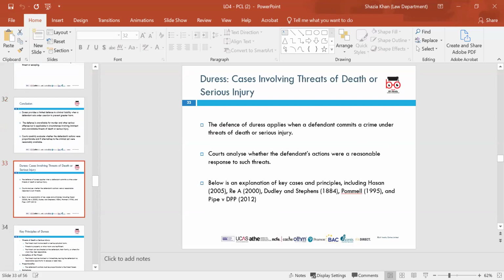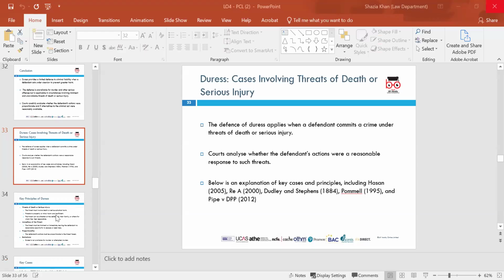Duress cases involving threats of death or serious injury are cases where people commit a crime in regard to it, and courts will look at that. There are some cases like the case of Hassan 2005, Re A 2000, Dudley and Stephens, Pommell, Piper. There are case examples of R v Singh and R v Hassan, which we've just mentioned. There are some case examples, and they are available on Moodle for you as well, the additional ones.